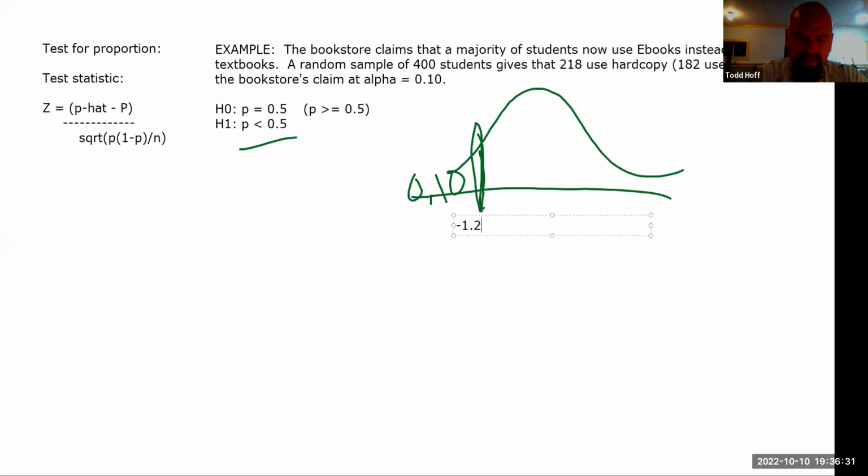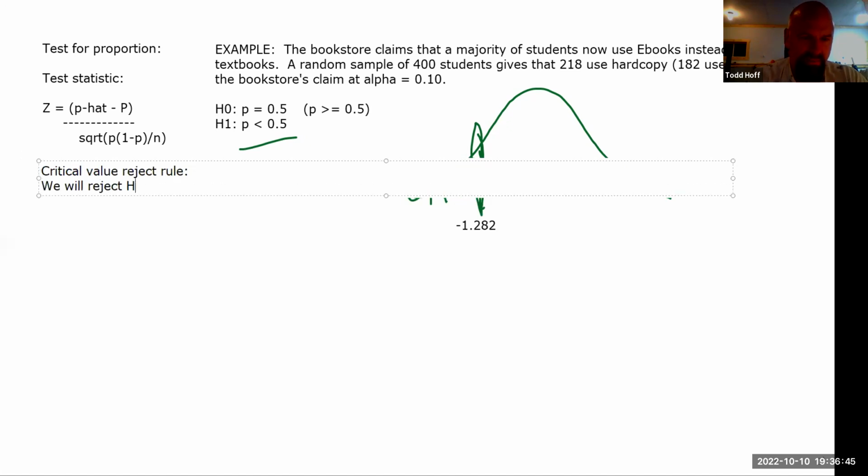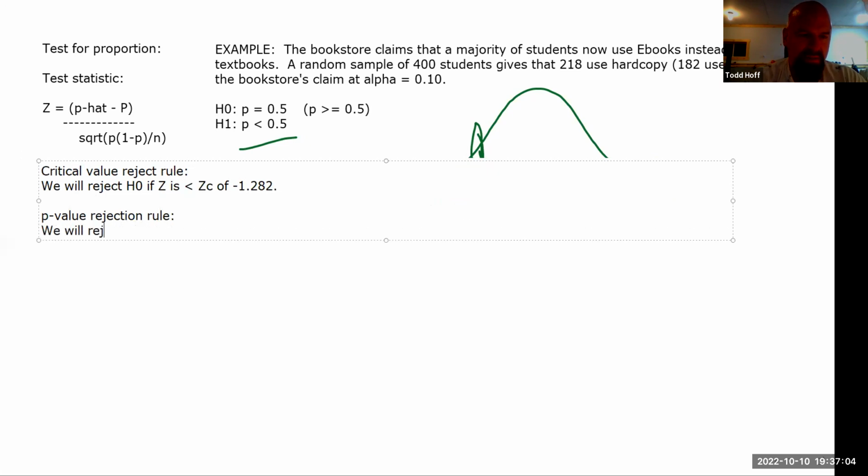A negative 1.282 is that critical value. So again, our critical value rejection rule: we will reject the null hypothesis if the test statistic is less than z critical of negative 1.282. Or the p-value rejection rule: we will reject the null hypothesis if the p-value is less than alpha of 0.10.